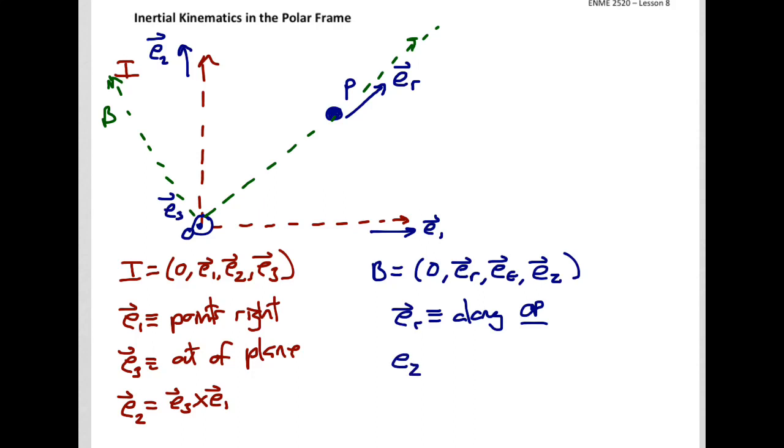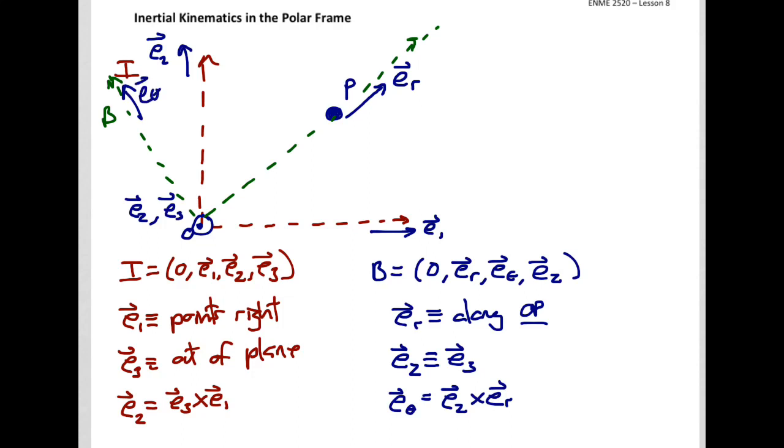EZ we'll define as equivalent to E3, so that means that EZ is pointed out of the plane because we've defined E3 like that. And then E theta is going to be EZ crossed with E sub r. And so as we cross EZ, which is coming out of the plane, with E sub r, it gives us a unit vector pointed 90 degrees away from that, and so that's along this other axis.